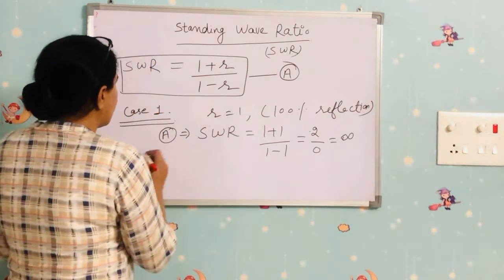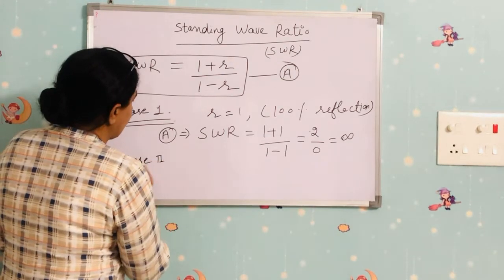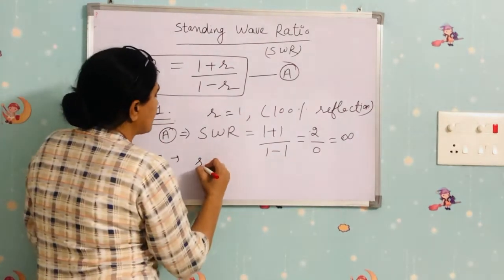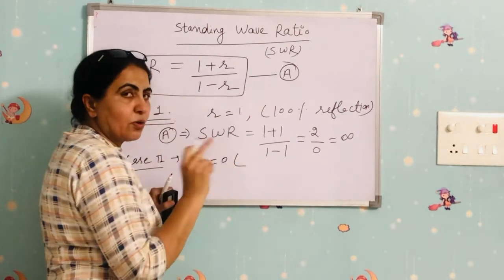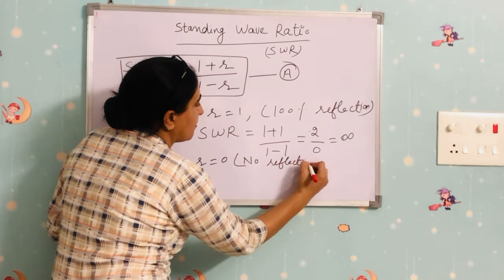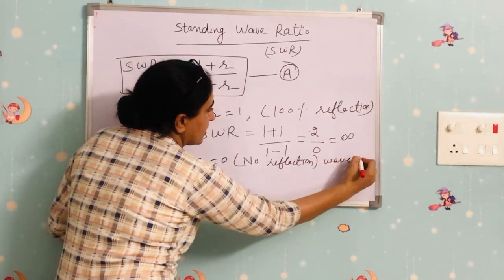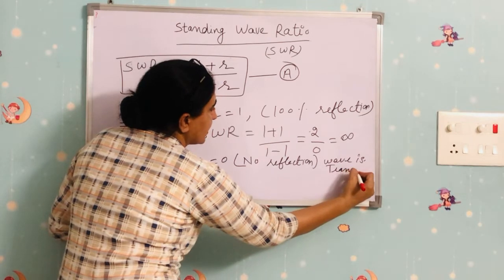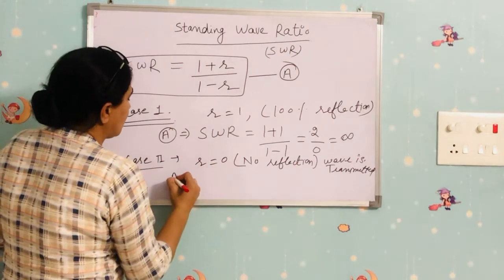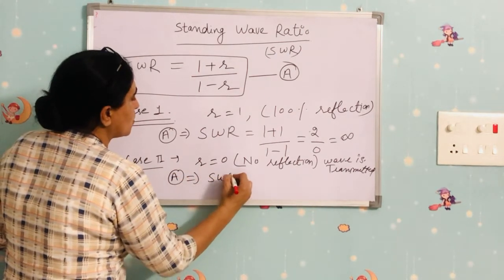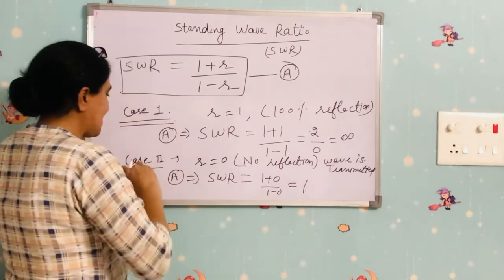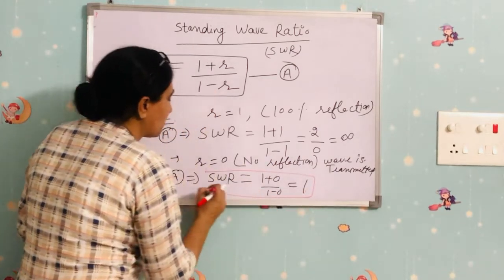Now second case: when there is no reflection, R is equal to 0. The wave is only transmitted. No reflection; the wave is incident and then transmitted to another medium. Clear? Then from equation A, the standing wave ratio is equal to (1 plus 0) over (1 minus 0), that is equal to 1. So the standing wave ratio in that case is equal to 1.